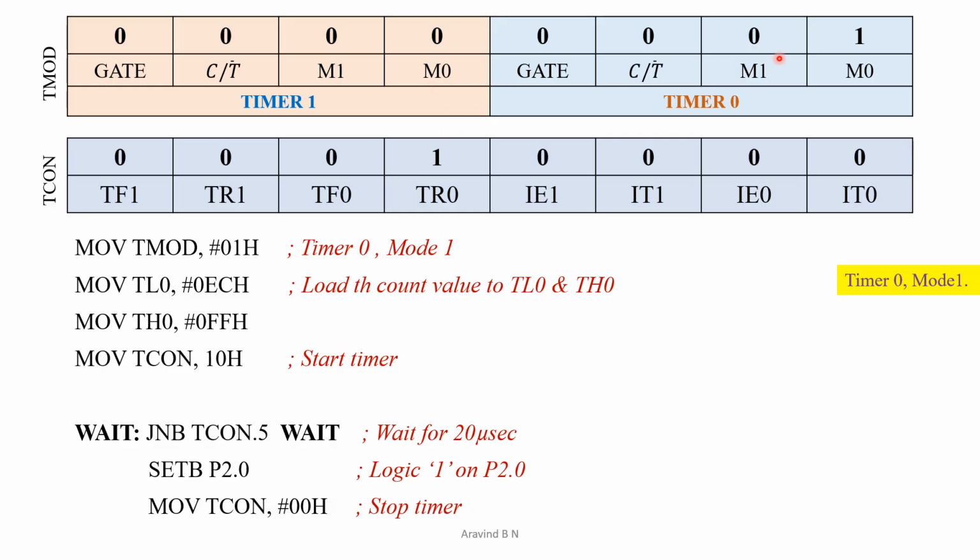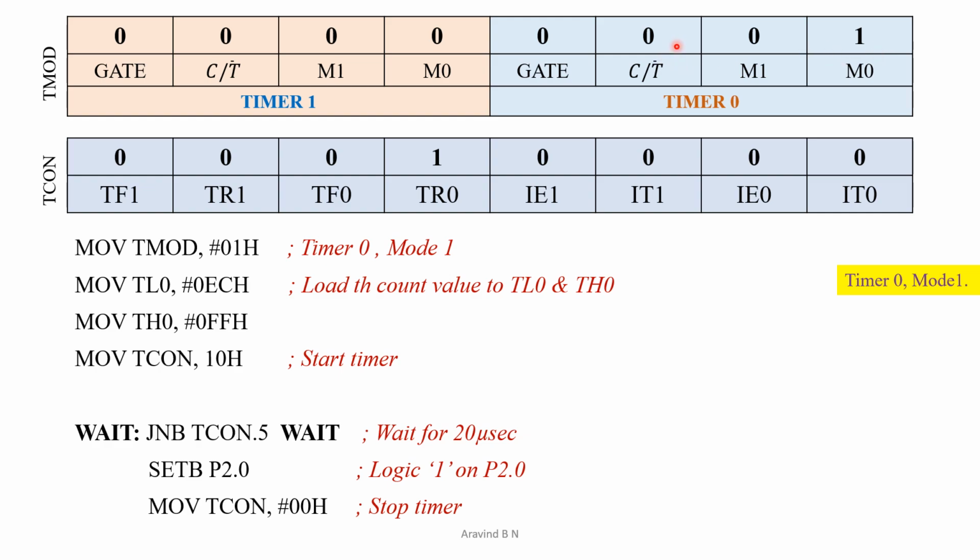So this is the TMOD register representation. Since I am not making use of timer 1, all the bits related to timer 1 are set equal to 0. I am using only timer 0. What configuration I need to make in timer 0 is what we observe. We are making use of timer mode 1. Therefore 0 1 is the mode 1 representation. Those two bits are set.